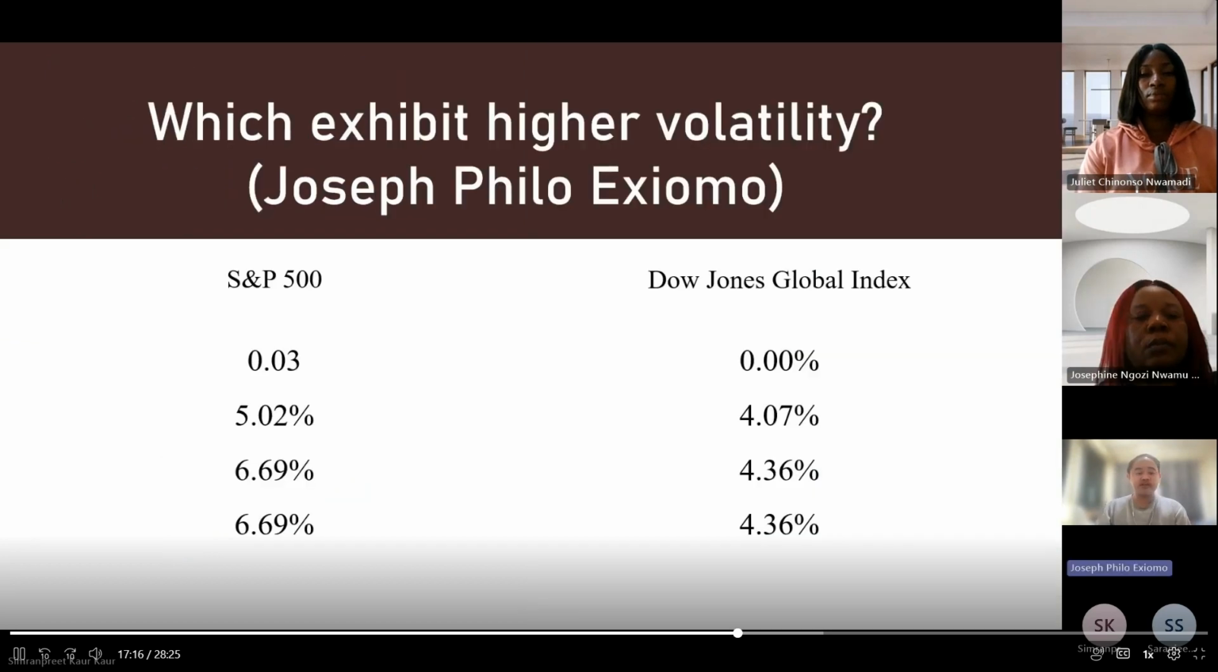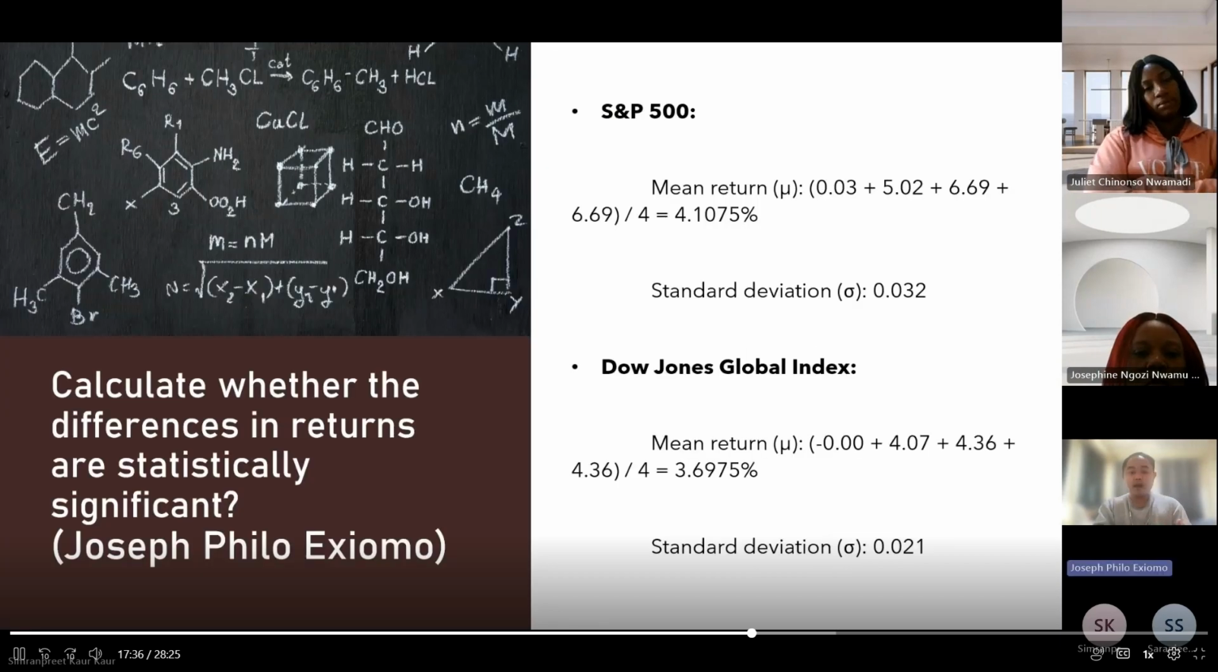Which exhibits higher volatility between the S&P 500 and Dow Jones Global Index? These figures show the volatility percentage or the fluctuation rate of both indexes, S&P 500 and Dow Jones Global Indexes. Next slide is, how do we come up with this? We gather the mean return and the standard deviation of the two indexes. How do we do this? We use Excel to help us navigate the figures and to be guided on coming up with a conclusion on which has exhibited higher returns between the two.